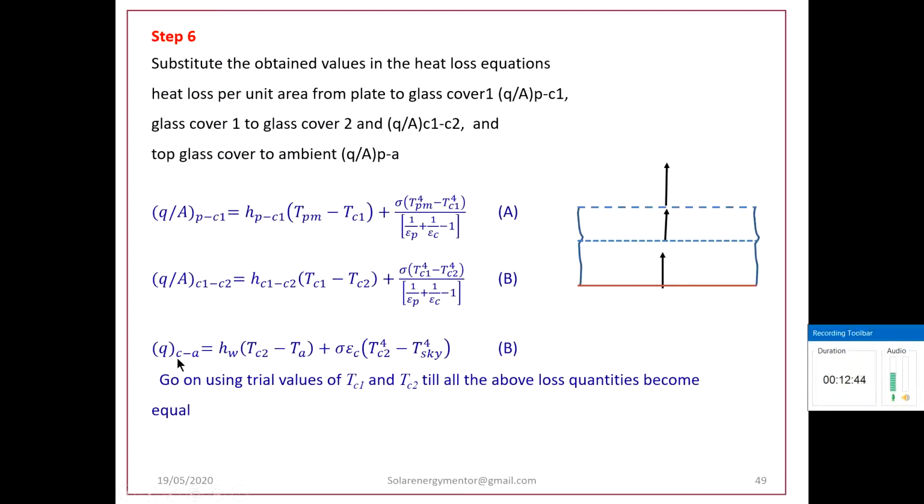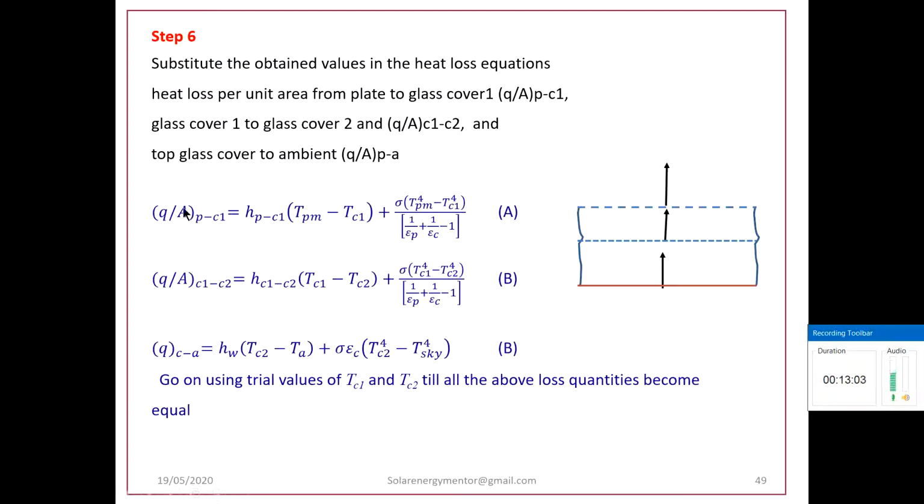Then rate of heat loss from cover to ambient. This is the first convective term. HW we already calculated. Cover top cover temperature, ambient temperature, top cover temperature and sky temperature. Sky temperature, as we already know, is 6 degrees Celsius less than the ambient temperature.